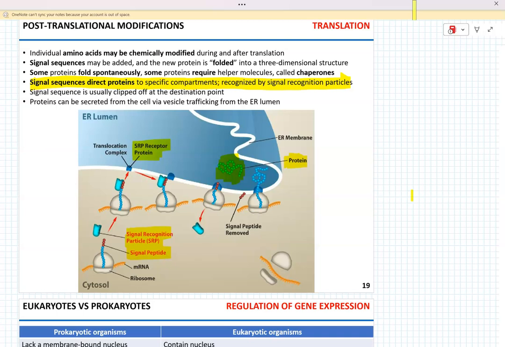A protein must be folded into a three-dimensional structure. Some proteins can fold by themselves. Some require helper molecules called chaperones. So for the most part, after the synthesis of protein on the ribosome, the proteins are transported into the lumen of the endoplasmic reticulum, where they can be packaged into vesicles to be secreted from the cell, or they can be further modified, or they can be transported to a different destination inside the cell.